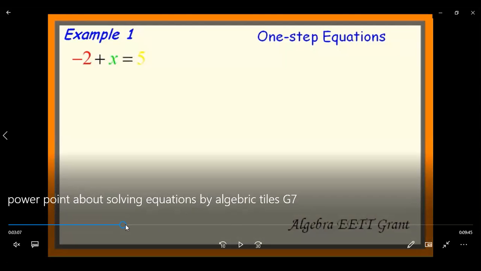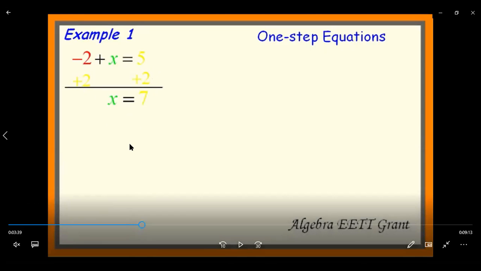Then we will add the additive inverse for negative 2 to both sides. Then it will be negative 2 plus 2, and on the opposite side, I have 5 plus 2. Then we can cancel negative 2 with 2 together. Then we will find the answer, x equals how many? Then x equals 7.